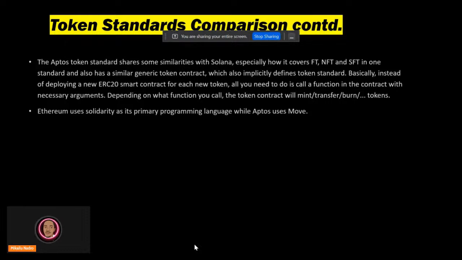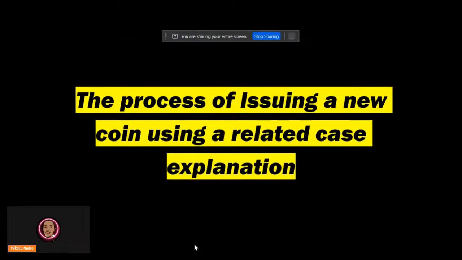For each standard, we have the ERC-20 for tokens, the NFT standards, the ERC-1155, the ERC-721. It's just different in this case, while the ERC-20 smart contract just takes care of the token standard. And finally, Ethereum uses Solidity, while Aptos uses the Move programming language.